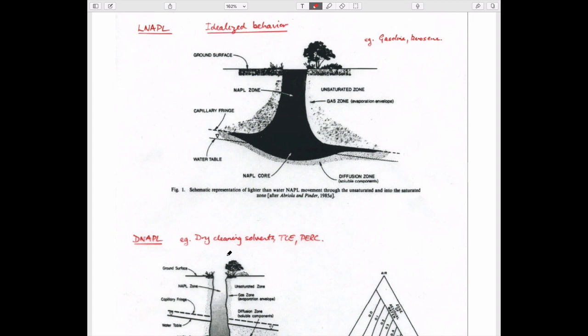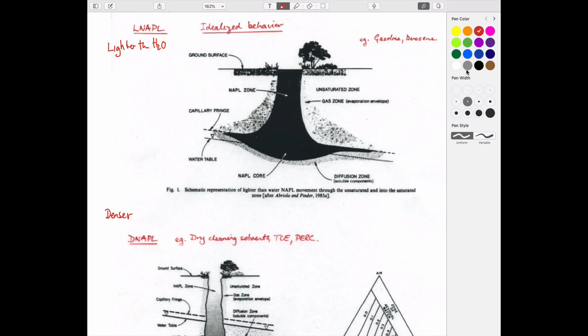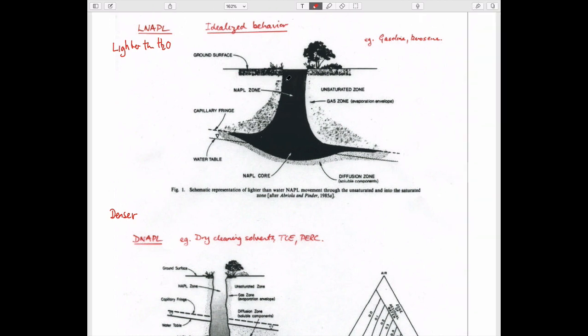And the behaviors of these two classes of fluids, lighter than water and denser, is that, let me see, I can make this a bit bigger. So the idea is basically this. So you spill something on the surface, and because it wants to soak into the ground because gravity is pulling on it, it will move into the subsurface, into this porous medium.